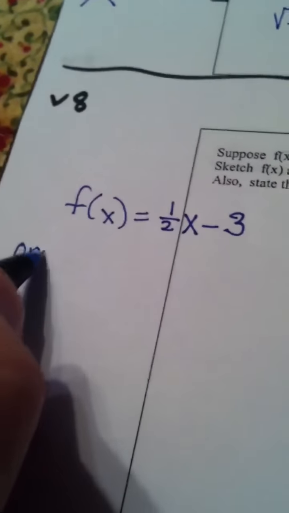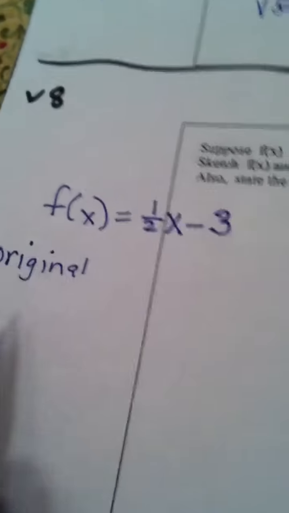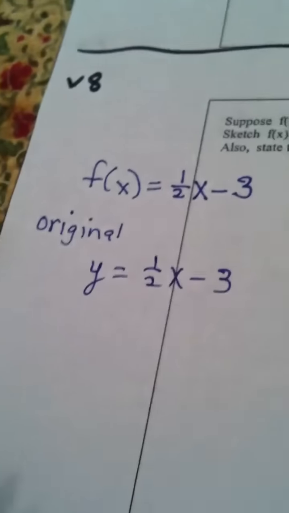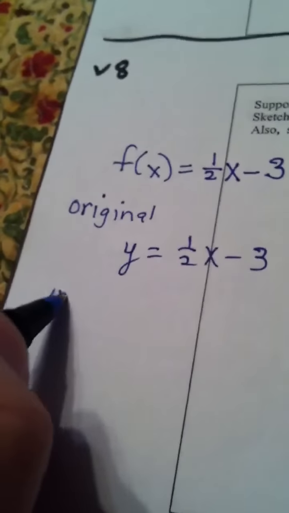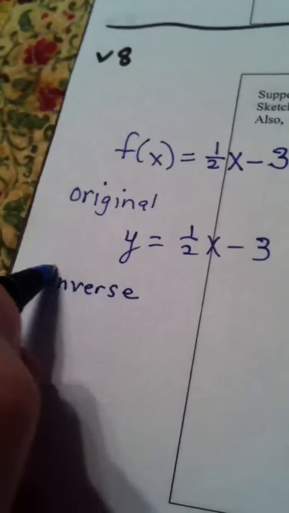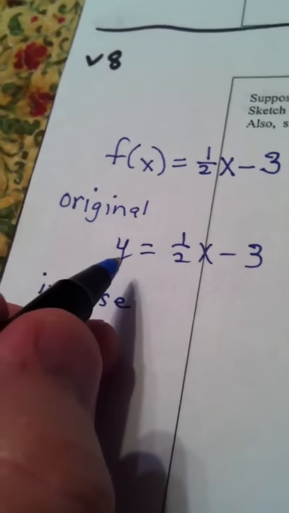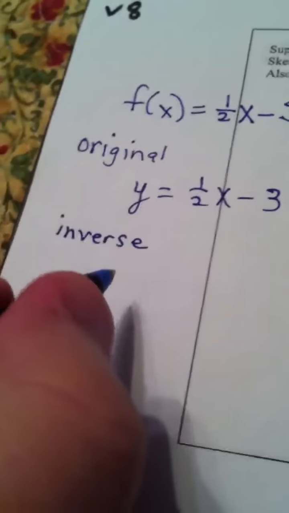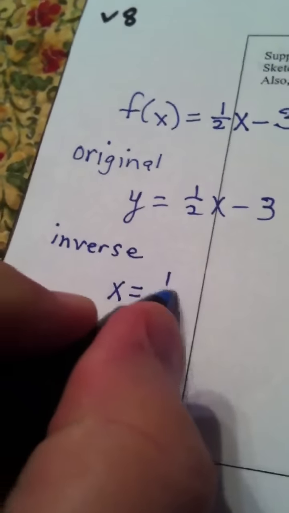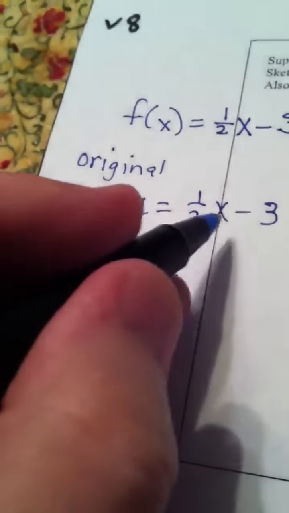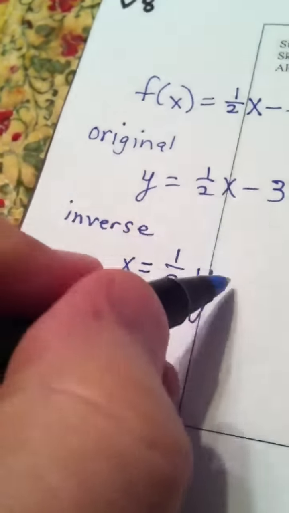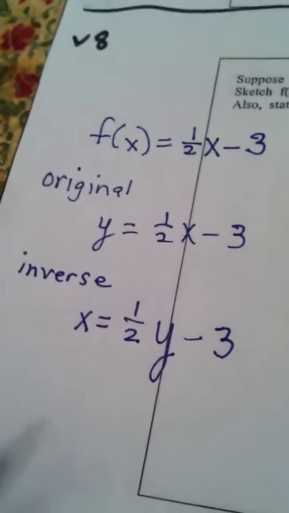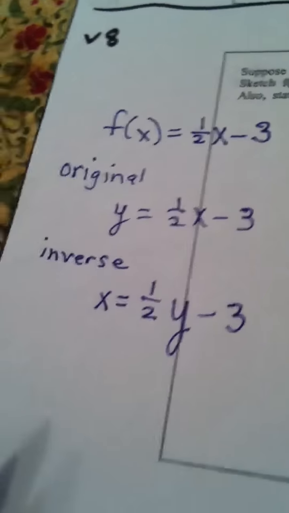Okay, let's start with the first thing. We have the original function, okay? So my original function is y equals 1/2 x minus 3. If I want to form the inverse function, I do that by swapping x and y. What used to be output is now input, so y becomes x. Nothing else changes. A half is still a half. X becomes y. Minus 3 is still a minus 3. Don't alter the signs. Only change x and y.